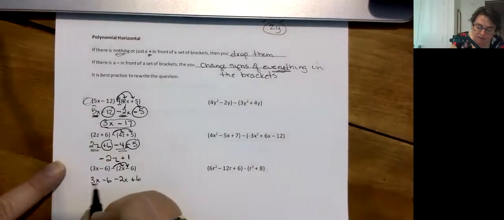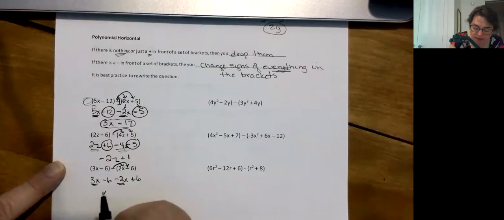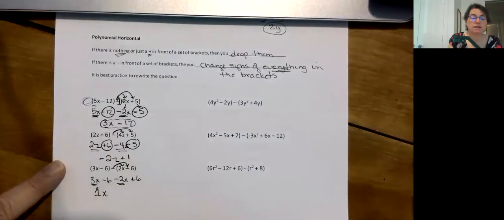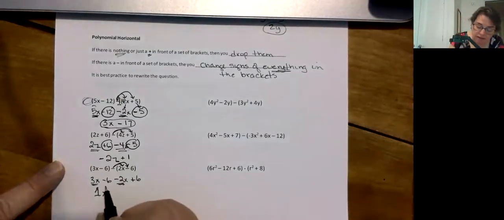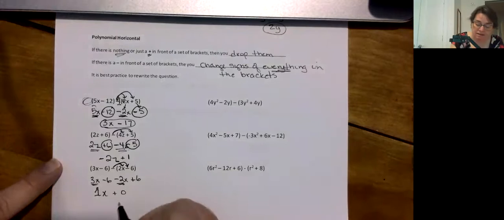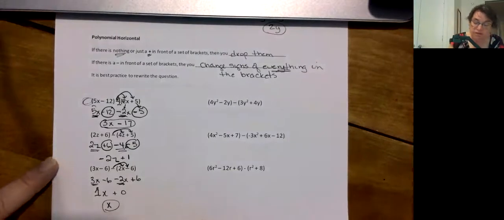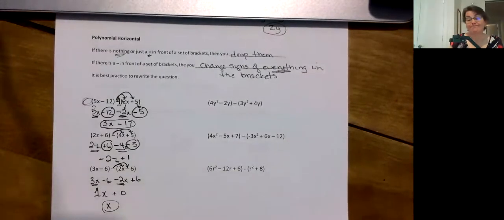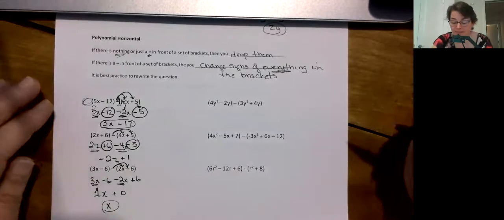Now I combine 3x, negative 2x is going to give me x. Again, if you want to put the 1, good, enjoy. If you don't, I don't care. And actually, negative 6 plus 6. Now, that would be a perfectly correct answer. So just plain old x. Right? It's up to you how much you want to write. As simple as that.